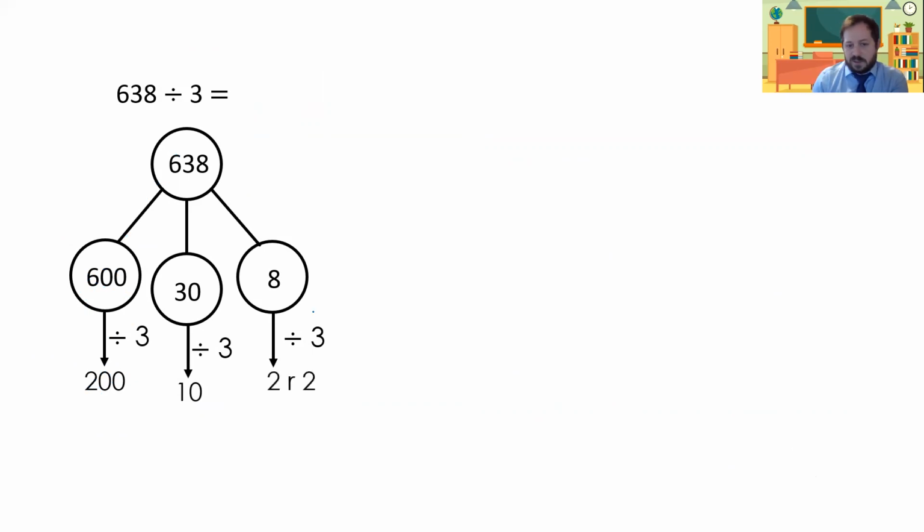8, the problem here is that we do have a remainder. We could do 2 times 3, which is 6, and that leaves us with 2 left over, which is why we've got this remainder here. So our answer would be 212 remainder 2.